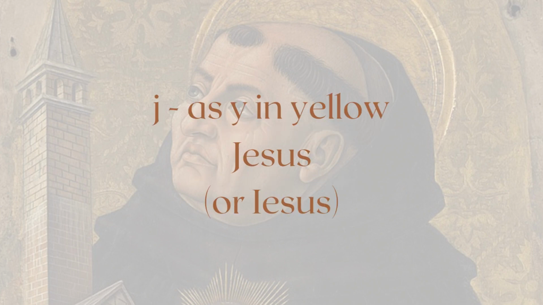J is pronounced as the Y in yellow, although as I mentioned before, sometimes I is used instead of J. But you don't have to worry about that for this course. That's just something that you might come across in another text. So, an example of that is Jesus. And here is Jesus spelt with an I just for your information as well.